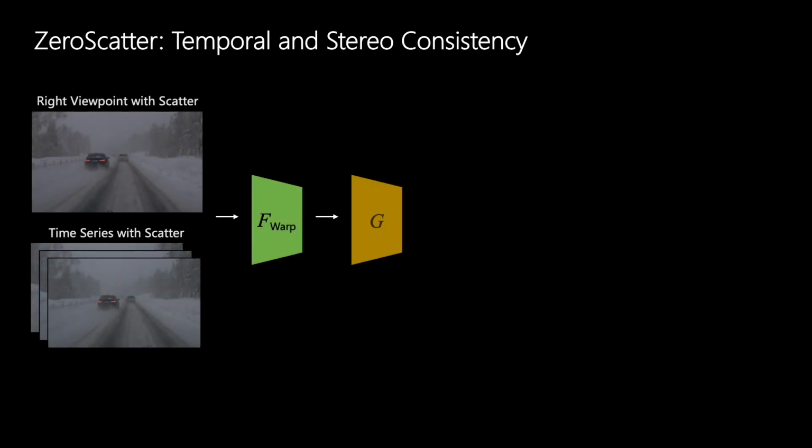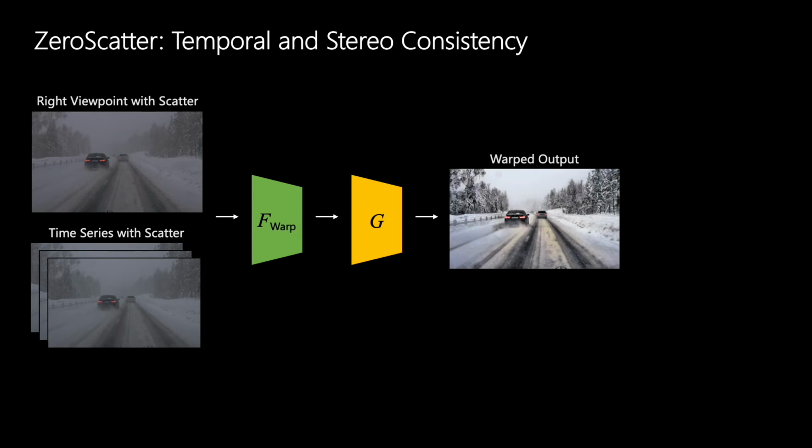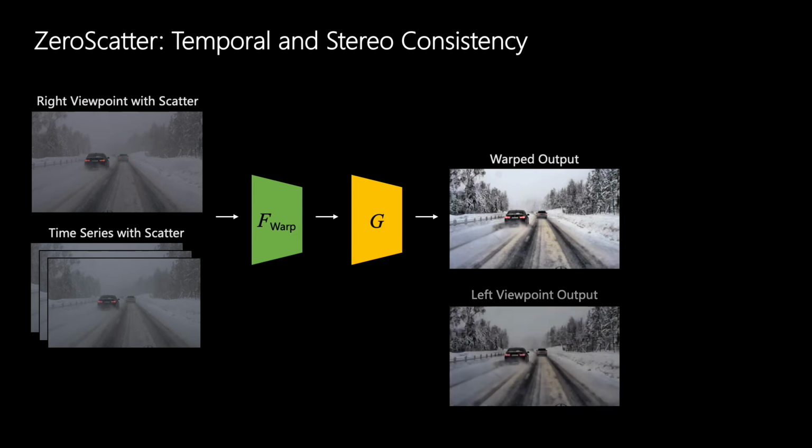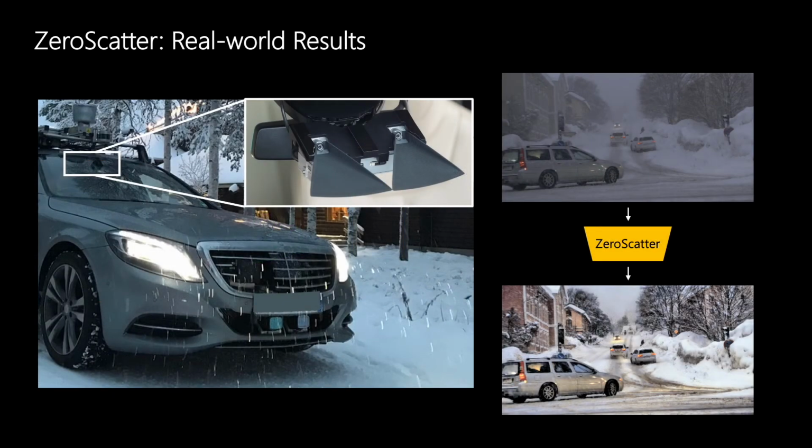Our consistency supervision works as follows. First, we warp the multi-view and temporal captures with respect to the current left viewpoint. Consistency loss is then calculated by comparing the processed output of these warped images against the processed current left viewpoint. This ensures that ZeroScatter will produce consistent outputs for downstream tasks. Our proposed approach significantly reduces scattering media effects present in the scene and works under different adverse weather types.